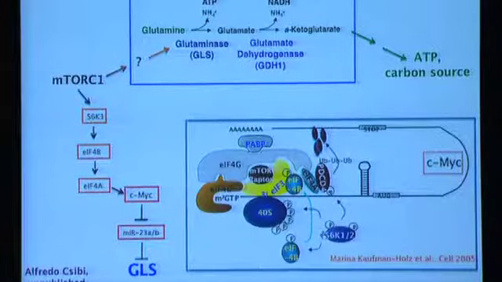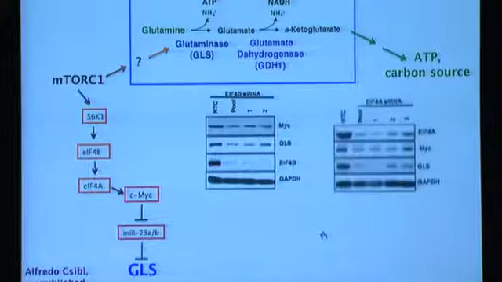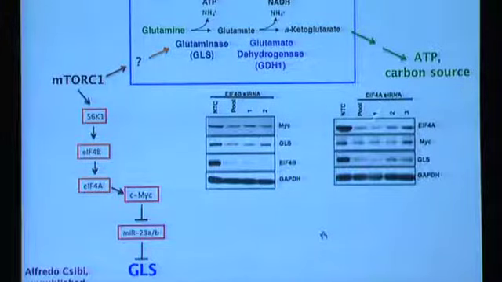Then finally, we wanted to ask, are these guys really involved here? And so what we did is simple experiments that everyone does nowadays: we knock down EIF4B, or we knock down EIF4A, and when we knock down either 4B or 4A, we see c-MYC go down and GLS go down.